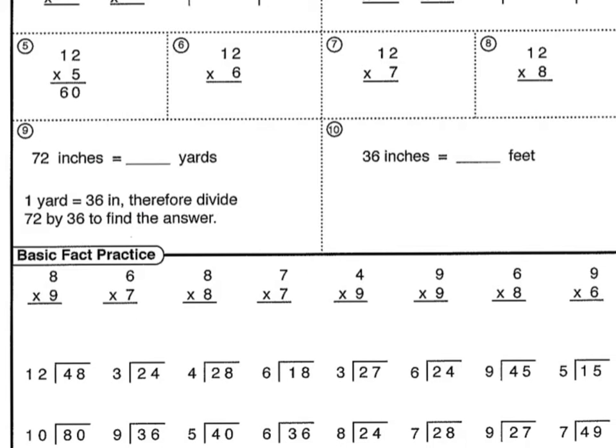Next part here, we're doing some pretty simple little conversions of measurements. We have 72 inches equals blank yards. They give you a hint right down here that 1 yard is 36 inches. Therefore, you're going to divide 72 by 36 to find the answer. I want you to use this space right here to do that problem, to figure out how many yards there are in 72 inches. You should have a math problem showing your thinking. Turn the video back on when you've given it your best shot.